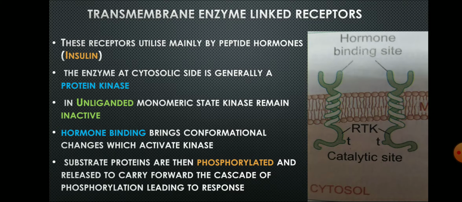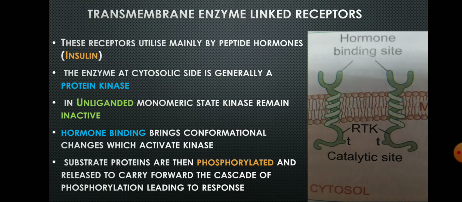Now the third one, the transmembrane enzyme linked receptors. Now what are they? These receptors are utilized mainly by peptide hormones. Okay, so ये receptors पे mainly attach होते हैं as substrates peptide hormones, for example insulin. The enzyme at cytosolic side is generally a protein kinase.